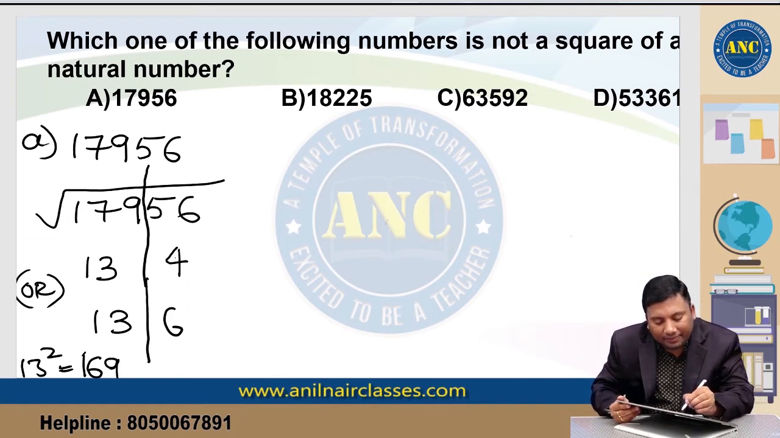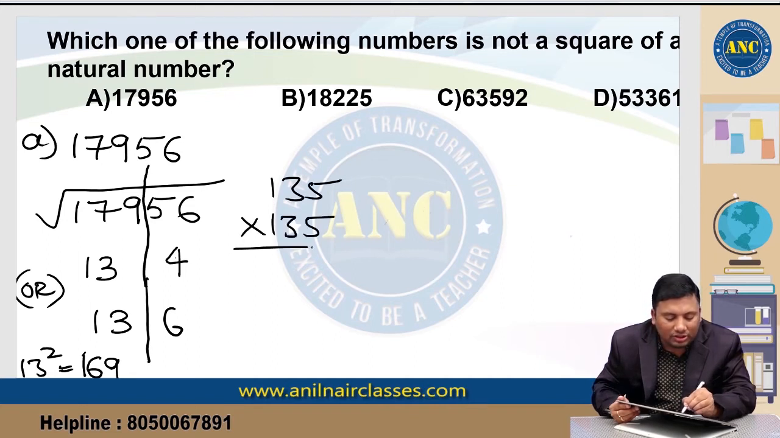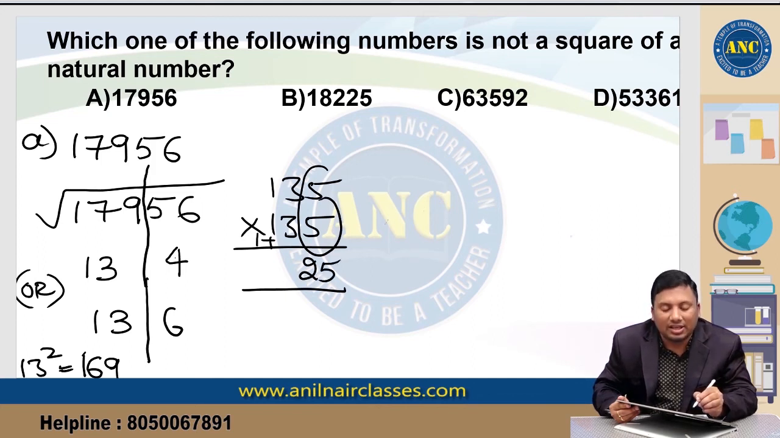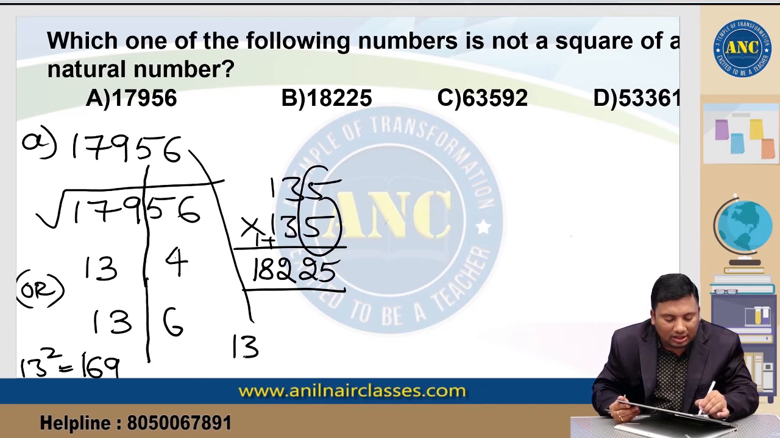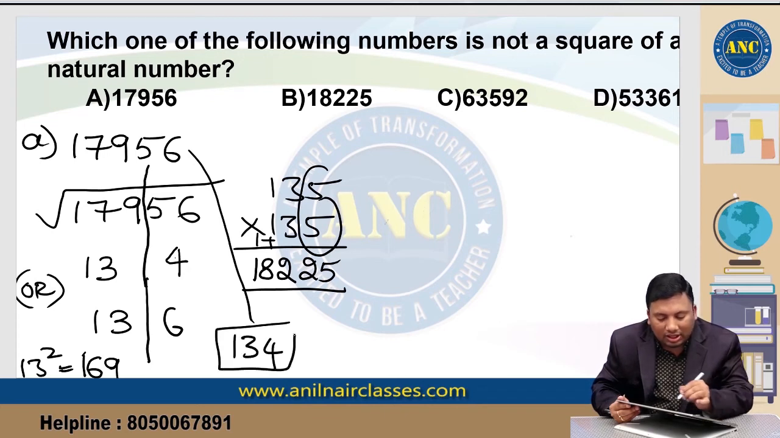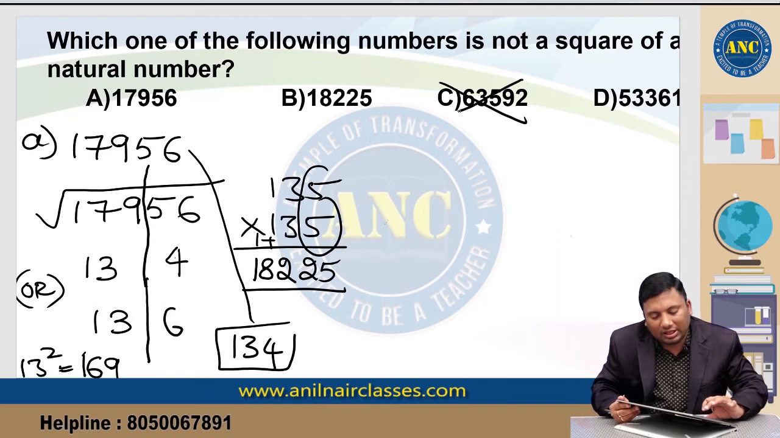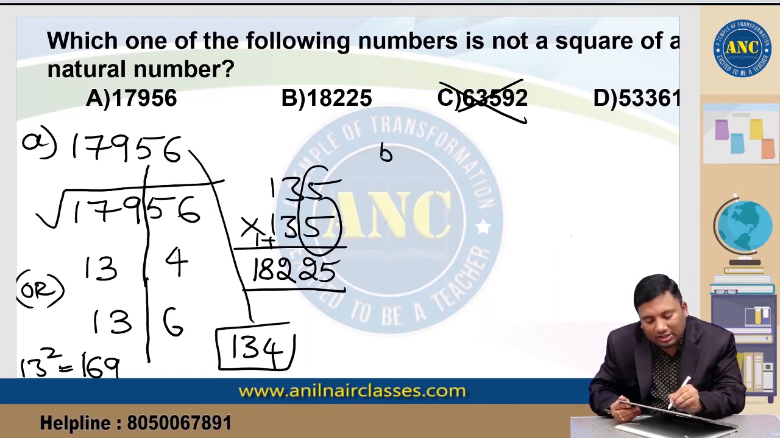Suppose I take 135 into 135. 5 fives are 25, 13 if I add 1, 14, 13 times 14 is 182, so 18225. 17956 is less than 18225, so the answer for the first one is nothing but the square of 134. Now let me check for the second option.